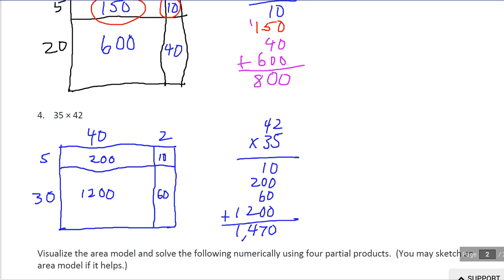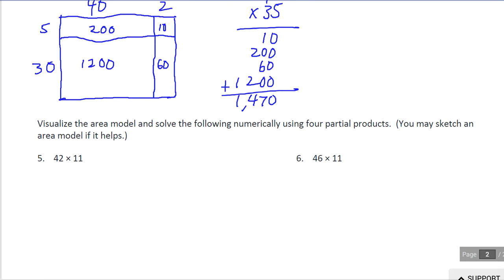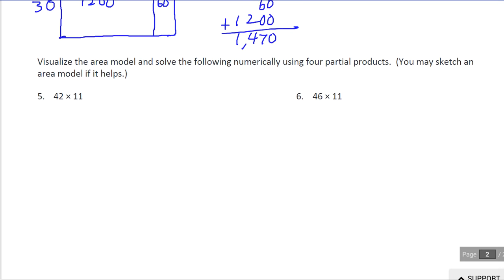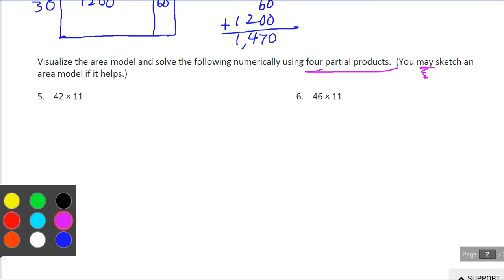Let's scroll down to the next two, or last two. And the last two simply say to visualize the area model. So you don't have to do an area model and solve, but we're going to definitely be using 4 partial products. You may sketch an area model if it helps. All right, well, let's see what we're doing here.